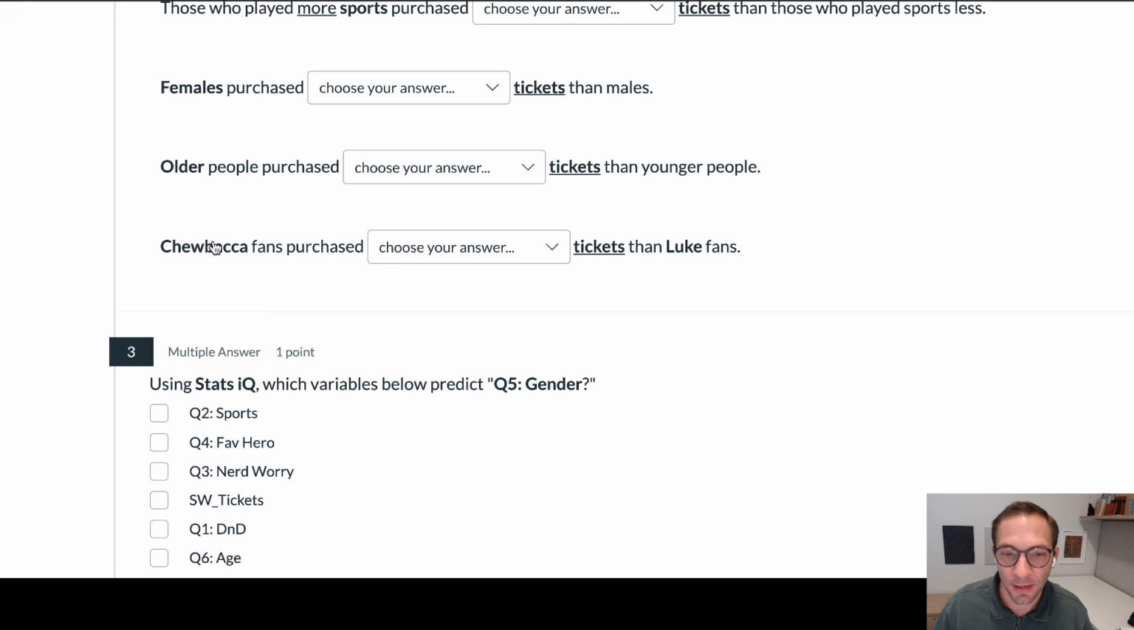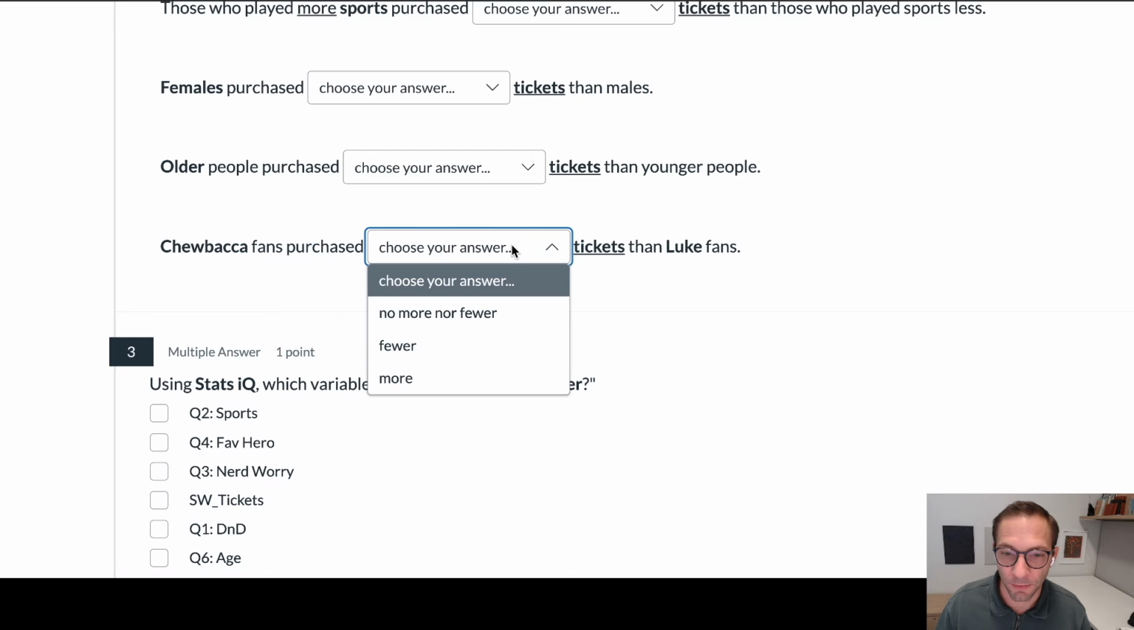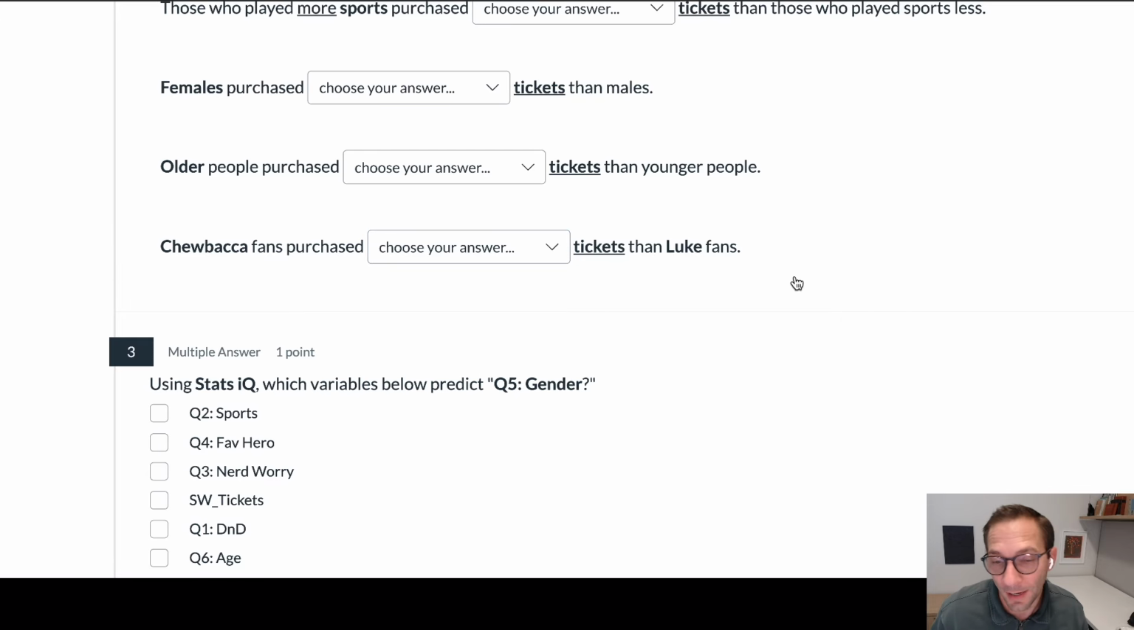So from that, you should be able to answer this question here. Did Chewbacca fans purchase no more nor fewer tickets than the Luke fans, fewer than the Luke fans, or more than the Luke fans? I'll let you decide. It should be pretty simple based on what we just looked at.